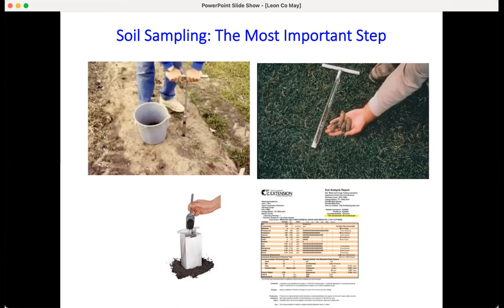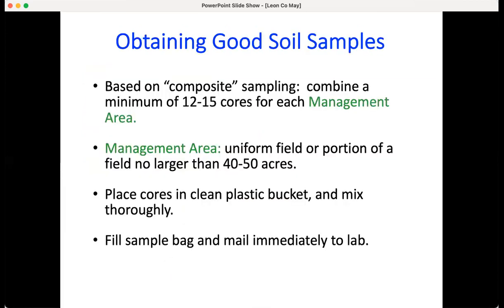But a 6-inch soil sample is appropriate for a routine soil analysis that will give you your soil pH, your major or your primary nutrients, and some micronutrients as well. So for soil sampling, we need to collect 15 to 20 cores for each management area. So a management area is going to be a uniform field or portion of a field that's no larger than about 40 to 50 acres that has the same forage species within that location that's going to be fertilized and has been managed the same.